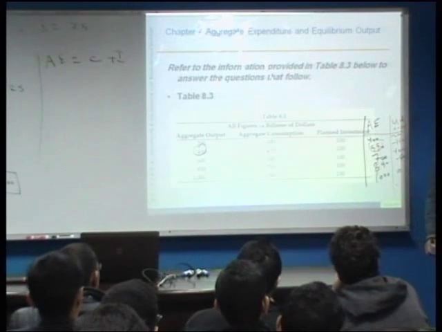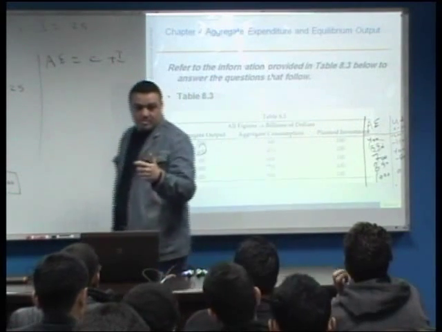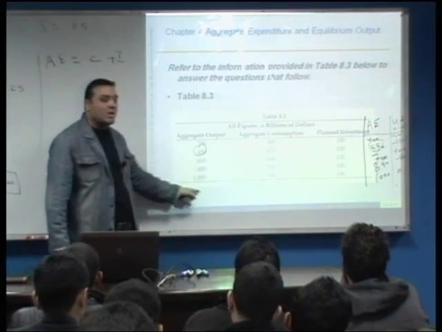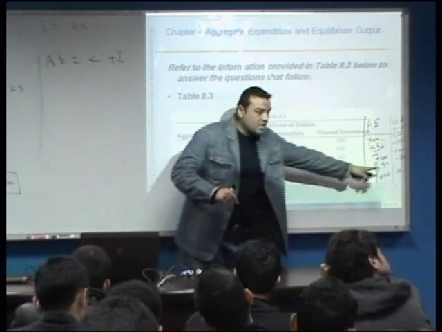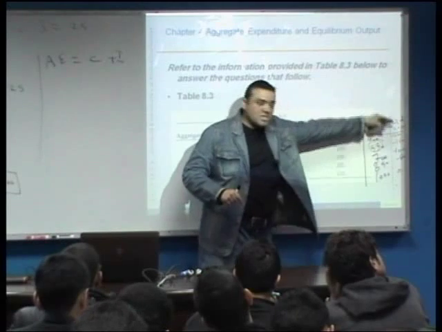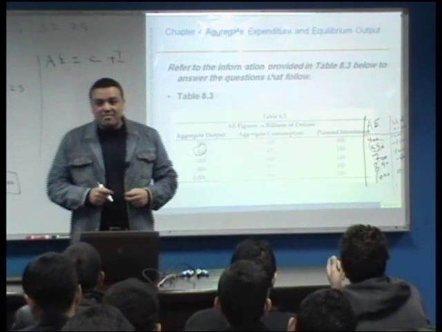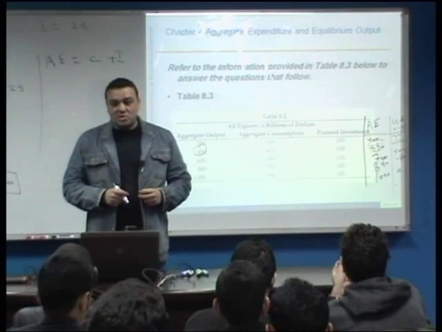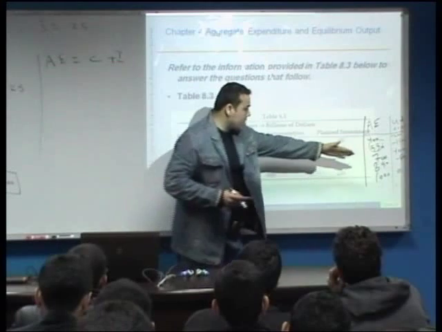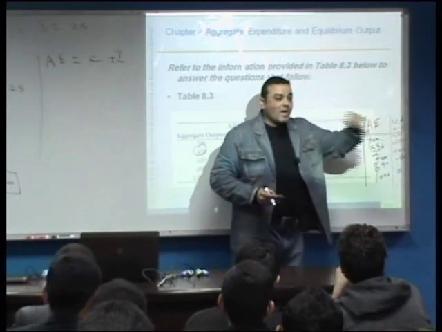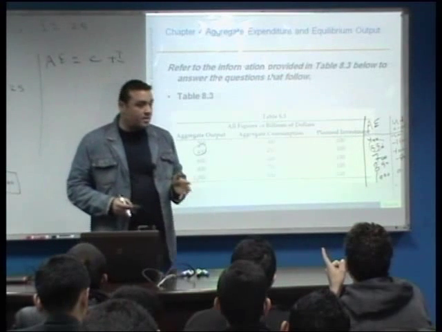So where is the equilibrium point? The equilibrium point is at Y equals 1000, because at this point Y equals aggregate expenditure. Below this point we have a negative unplanned change in business inventory. In all these cases, we have a negative unplanned change in business inventory, right?